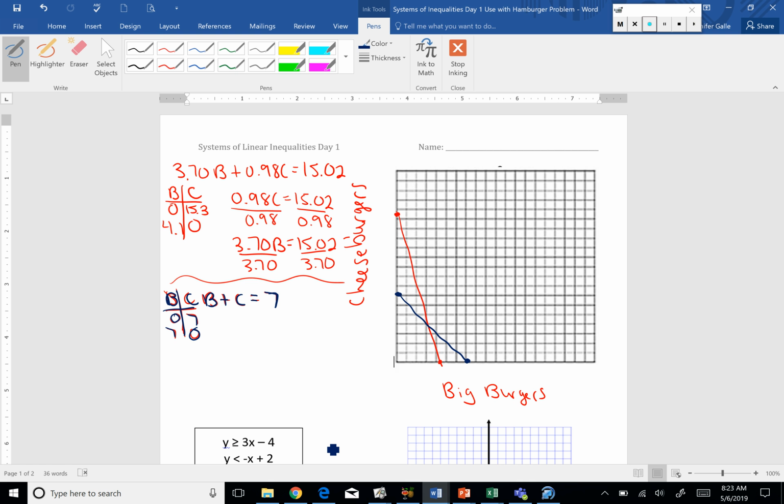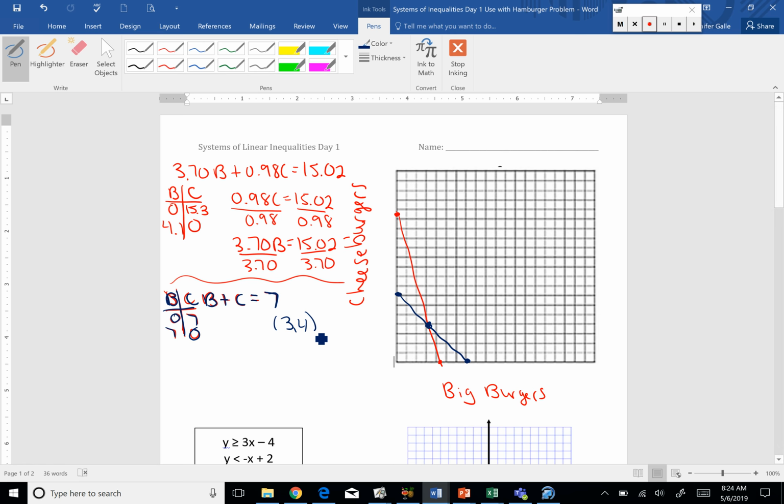I'm hoping at this point we've gotten pretty good with standard form. That should be pretty quick for us. So then what's my solution? Where do I find how many big burgers and cheeseburgers I can buy? Where they intersect. So it looks like, what do we got there? 3, 4? Yeah. Should be at 3, 4.